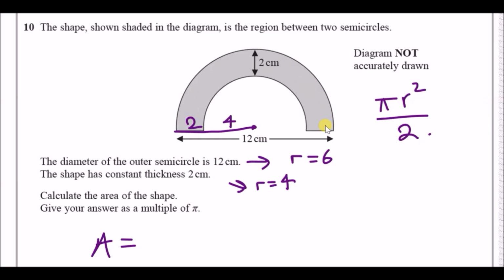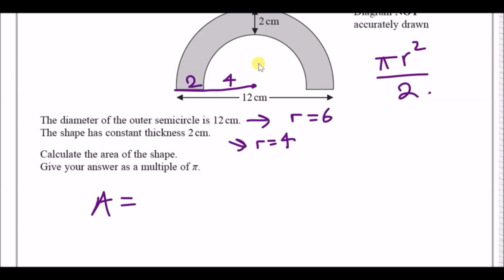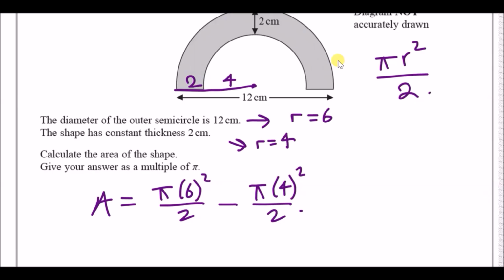Okay, so to find the total area, it's going to be the area of the big semicircle, so it'll be pi, and this time r is 6, squared, over 2, minus the area of the smaller white region, which is pi 4 squared over 2. And then when you put this in the calculator, thankfully your calculator gives us an answer in terms of pi, and it'll give us 10 pi. And that's it. This question is done.